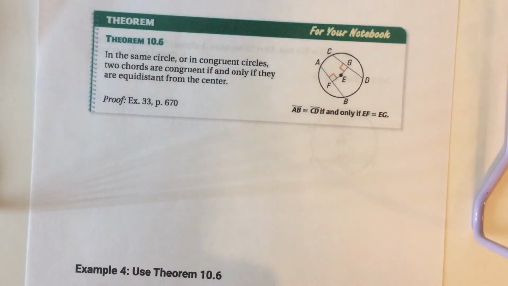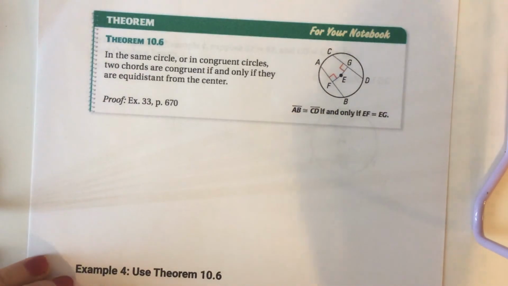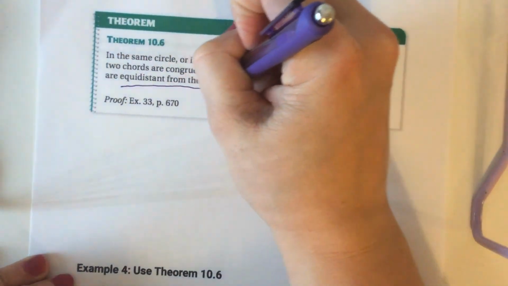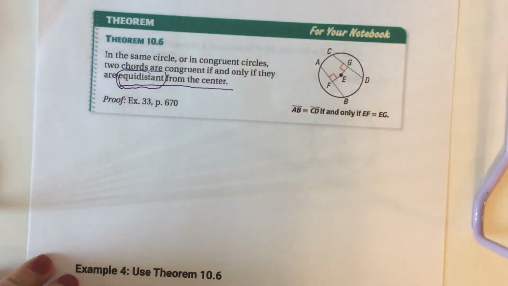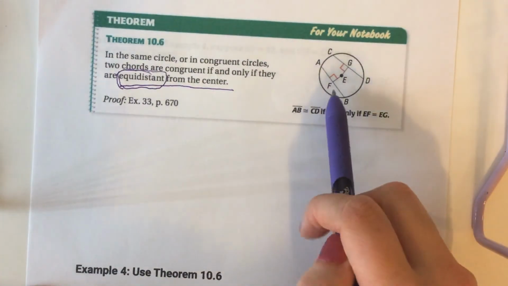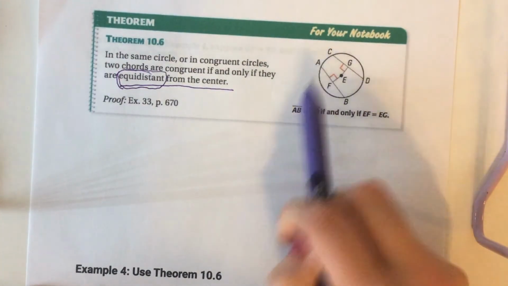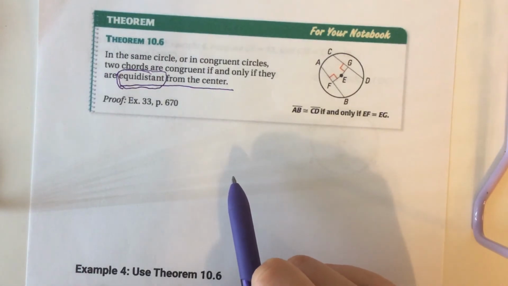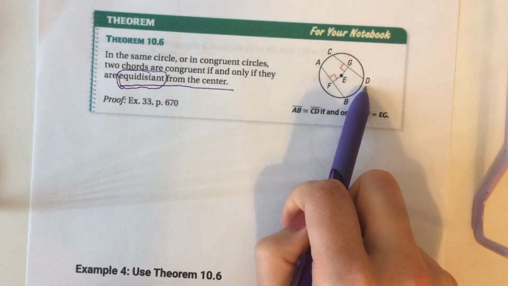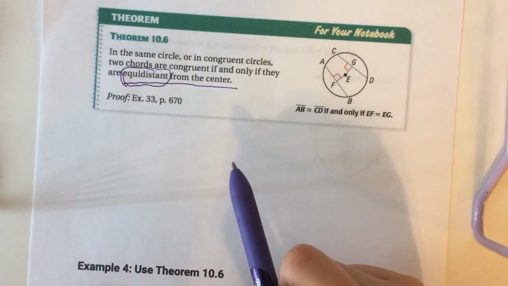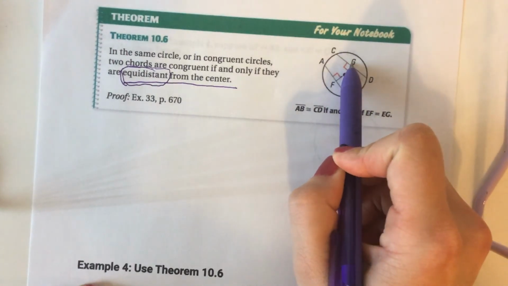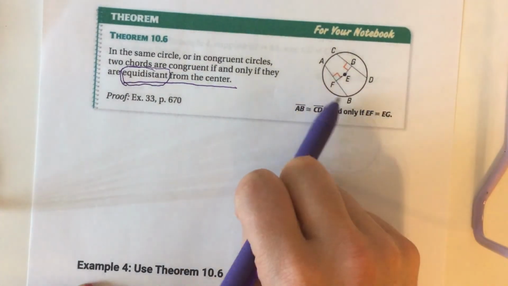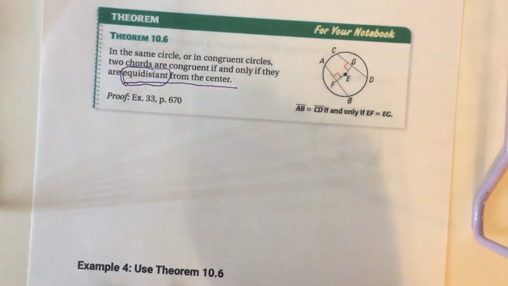It says that in the same circle or in congruent circles, two chords are congruent if and only if they are equidistant from the center. Again, equal distance means congruent pieces. Looking at this picture, the chords we're talking about are chord AB and chord CD. And we would be able to say they're congruent if the distance from F to E was congruent to the distance from E to G, which we will figure out is true in different types of examples.